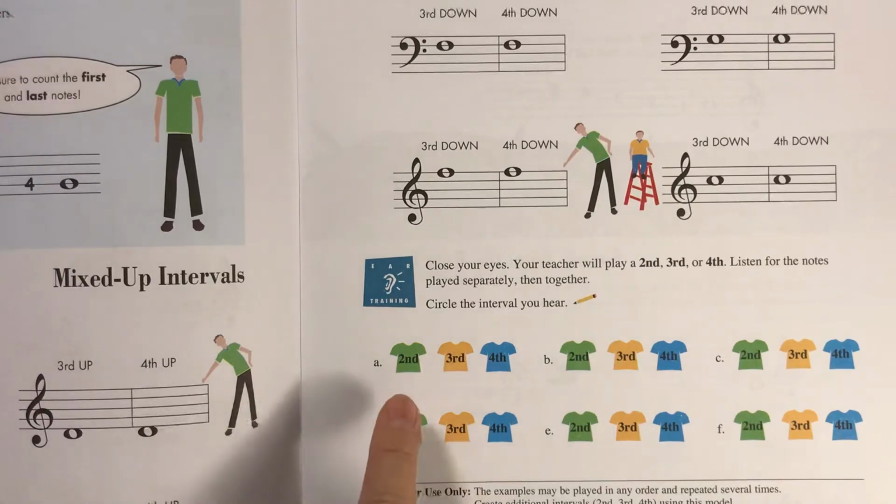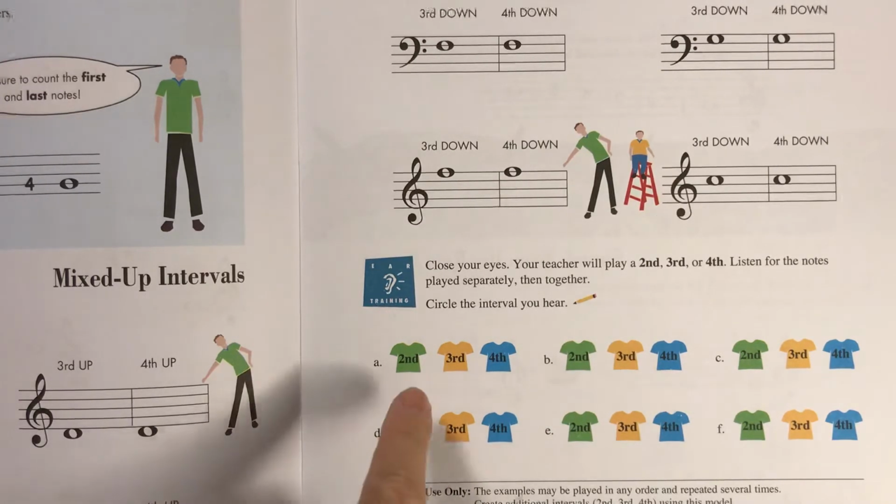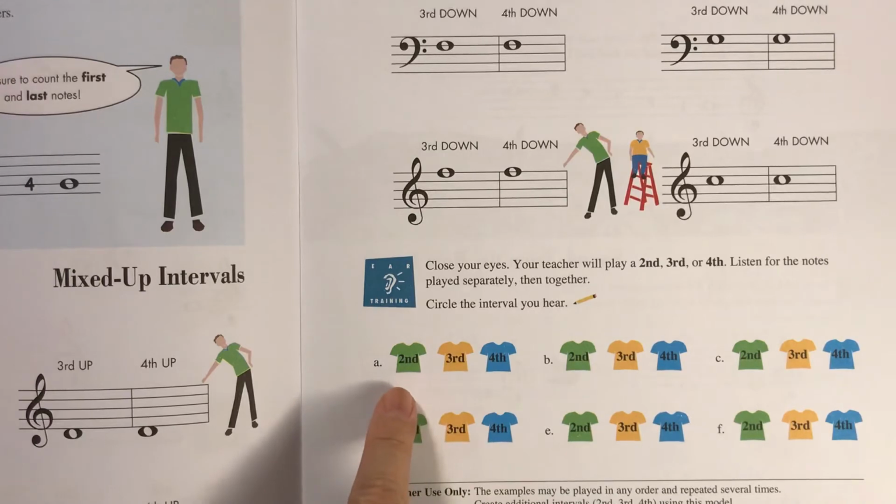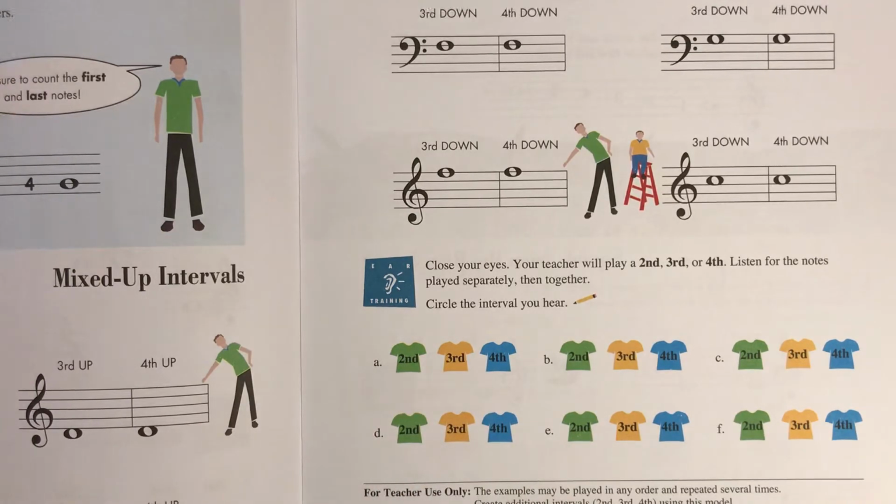You're going to circle what you heard, the interval that you're about to hear, whether it's a second, a third, or a fourth. Okay. Now, let's just do a quick exercise. I think it's really good to sing the notes that you hear to figure out if that was a second or a third.